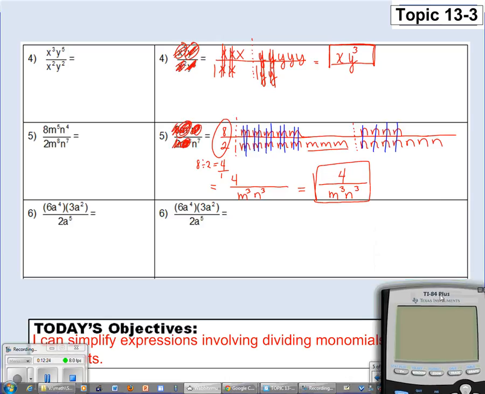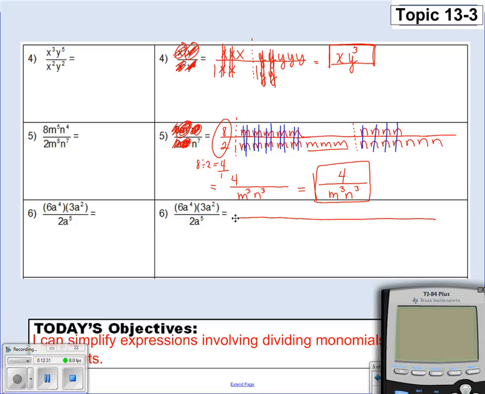Okay, number 6, still using our same 2 steps. Just draw my line, start with the numbers. We have a 6 from the first parenthesis. Okay, let's first talk about these parentheses. This just means multiplication. So I'm taking 6a to the 4th, multiplying times 3a squared, and then dividing that by what's in the bottom, 2a to the 5th power. So I take the 6 from the first parenthesis. I'm going to multiply it by 3 from the second parenthesis because it's all multiplication. And then in the denominator, I have the 2.